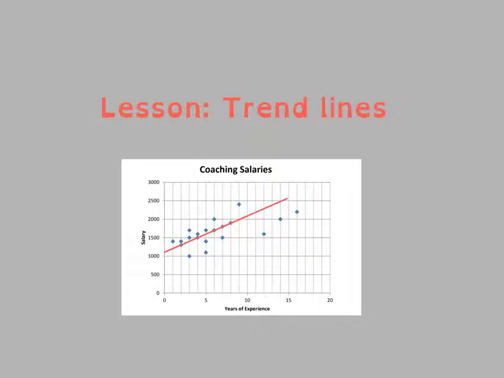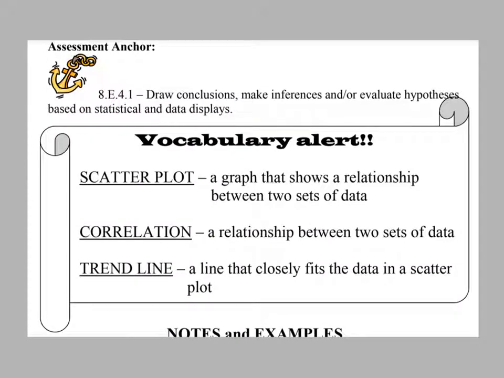In this lesson, we're going to be looking at trend lines and how to create one. We'll be looking at scatter plots, which are just graphs that show the relationship between two sets of data. We'll look at the correlation, and then we're going to draw a trend line, a line that closely fits the data in the scatter plot as much as possible.